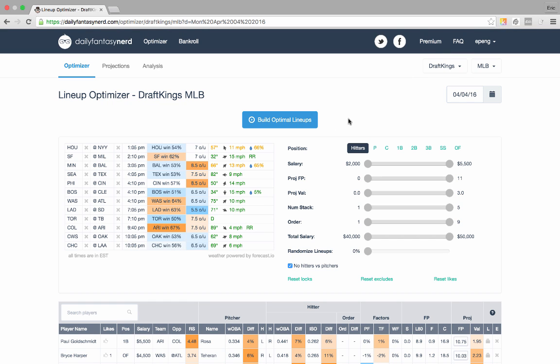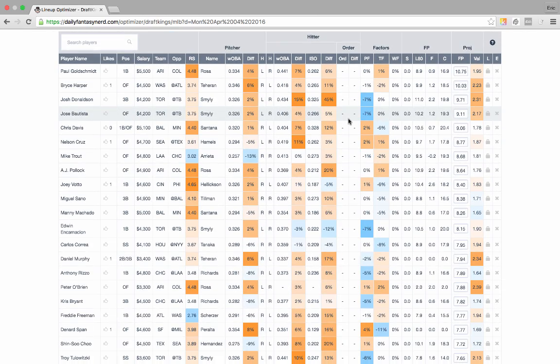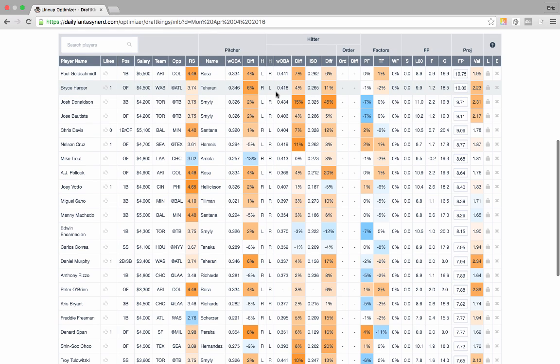Okay, so that gives us a summary of the Vegas odds and weather. Next, we'll take a look at the players table and give you a general idea of what you should look for amongst hitters and pitchers. So we'll start off with the hitters.